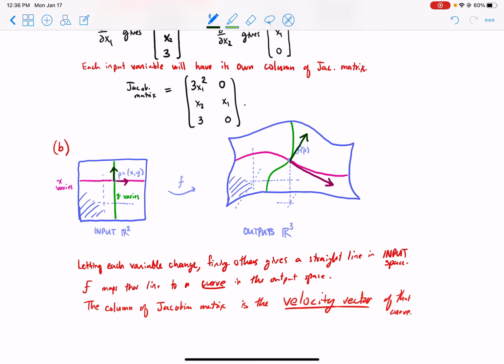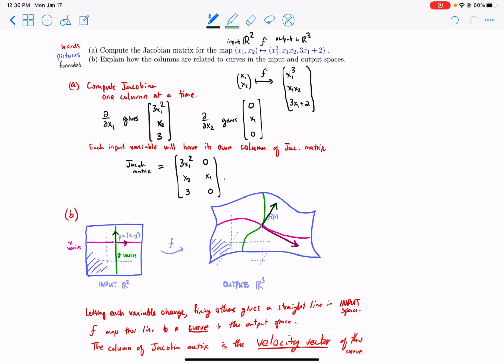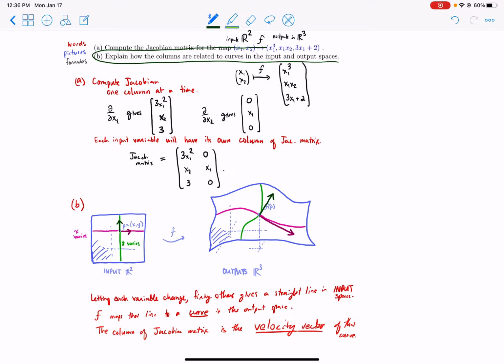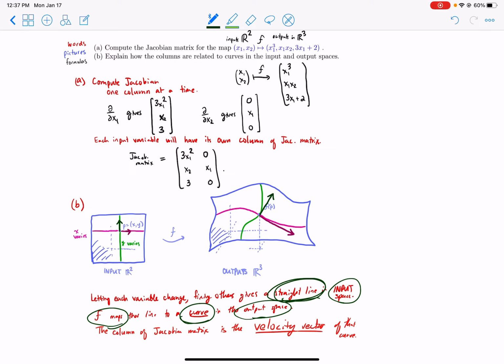So did I answer it? Let's see. Explain how the columns are related to curves in the input and output spaces. Well, the straight line is the curve in the input space. F maps that straight line to a curve in the output space. And okay, well, what about the columns of the Jacobian? They are the velocity vectors to those curves. Each input variable has a straight line that becomes a curve and has a velocity vector. Each input variable gives a column of the Jacobian. And that's it.